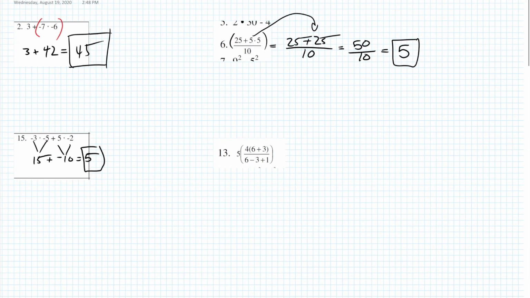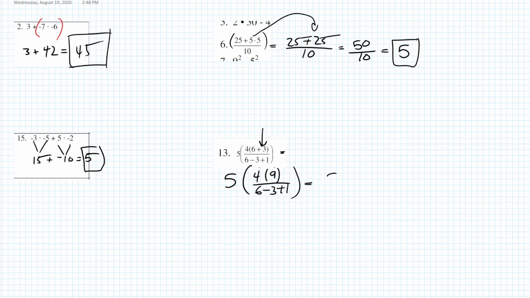Number 13, I see parentheses inside parentheses. They call these nested parentheses. So I'm going to do 6 plus 3 first, and I believe that's 6, 7, 8, 9. So I get 5 times 4 times 6 times 9 divided by, and on the bottom I can do 6 minus 3 plus 1, but I'll just wait till the next step to do that because those things are all in the set of parentheses.